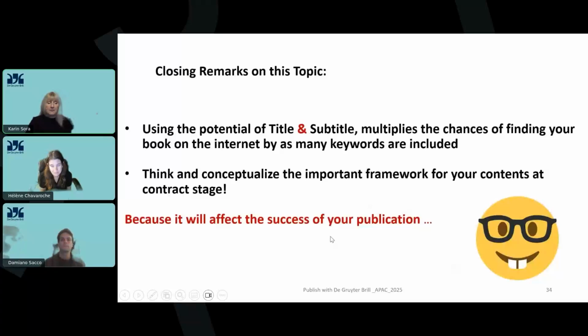So, closing remarks on this topic. Using the potential of a title and subtitle multiplies the chances of finding your book or your publication on the internet by as many keywords as are included. So think and conceptualize the important framework of your content at the contract stage, because it will affect the success of your publication.